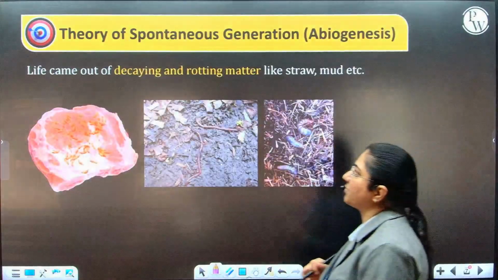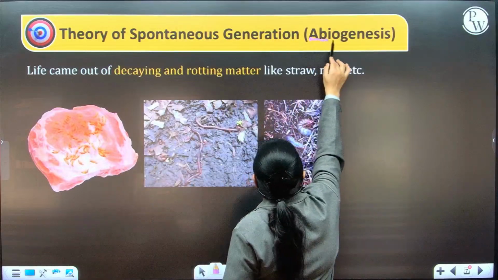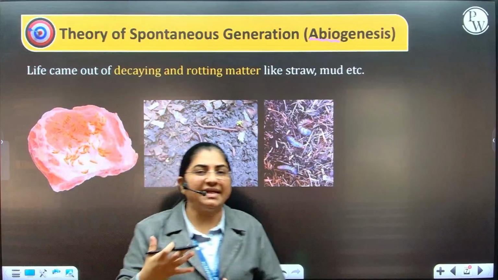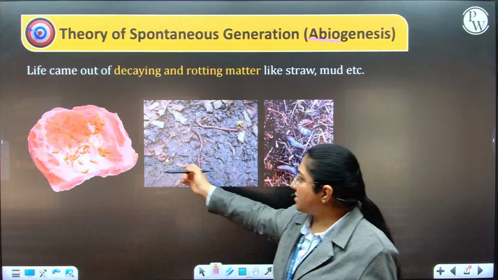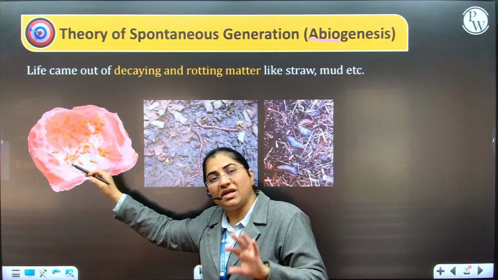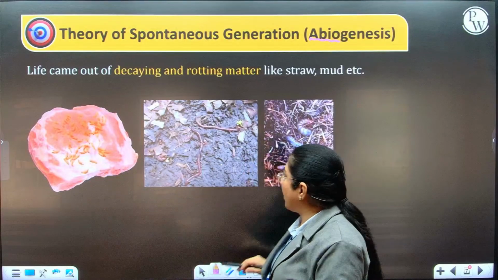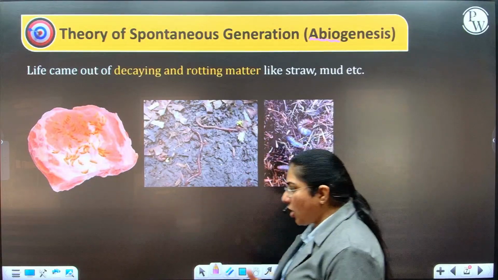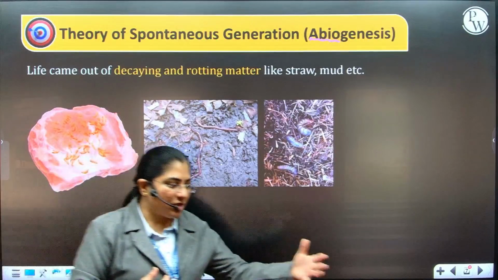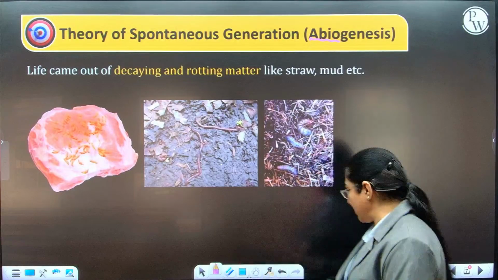Panspermia was not accepted. Then there was theory of spontaneous generation, or abiogenesis, which said that life came into existence from dead and decaying matter. Like, as you can see, this is a piece of meat where you have maggots. So this theory said that maggots came from meat which was dead and rotting. So similarly, frogs, earthworms, etc. also came up from mud, where there was decaying and rotting matter, which led to formation of all of this.